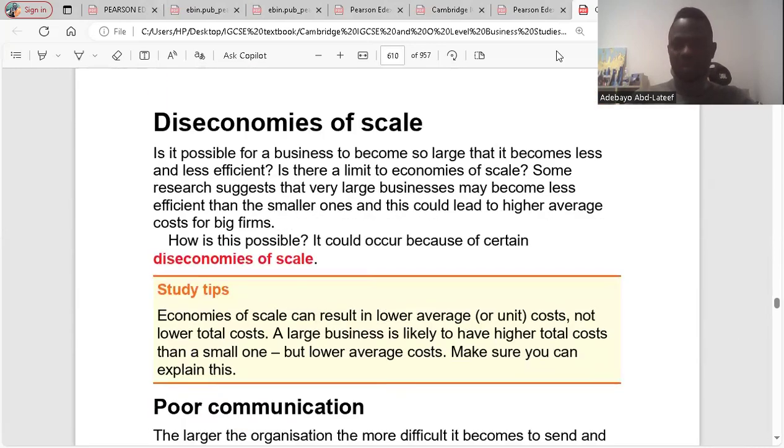Then we go to diseconomies of scale. So when you become so large that you start becoming inefficient, that is diseconomies of scale. The business becomes so large that its average cost of production starts increasing. When you become large, when you have expanded, what is expected is a reduction in the average cost of production. But if the reverse is the case, then that is diseconomies of scale. Do you understand? So let's go down.